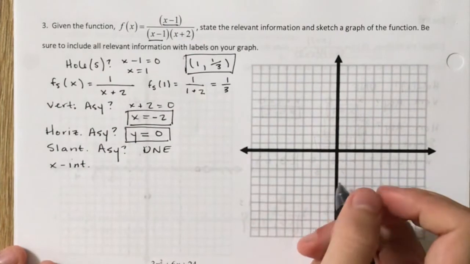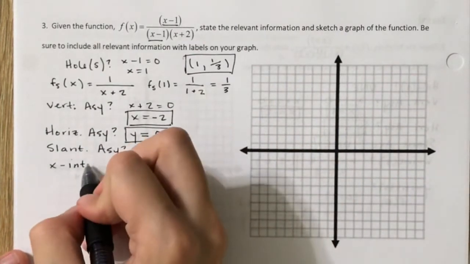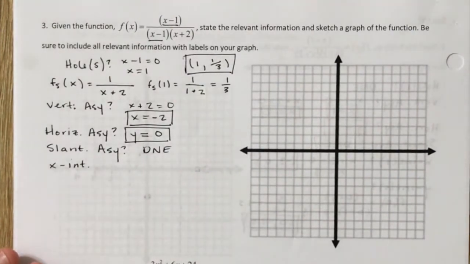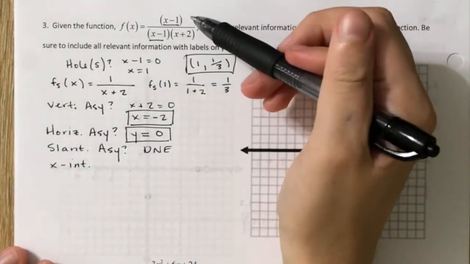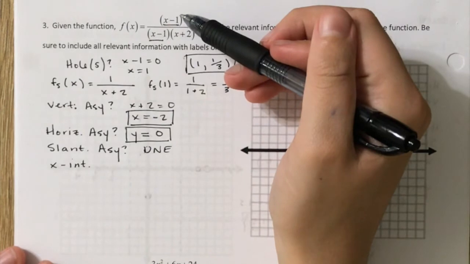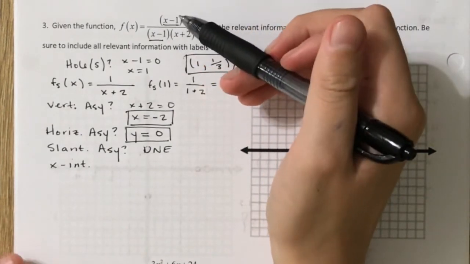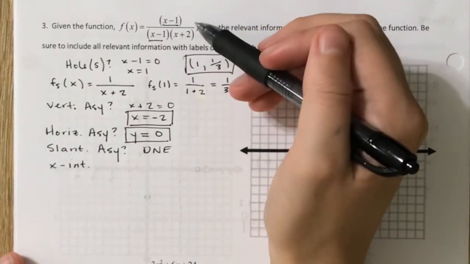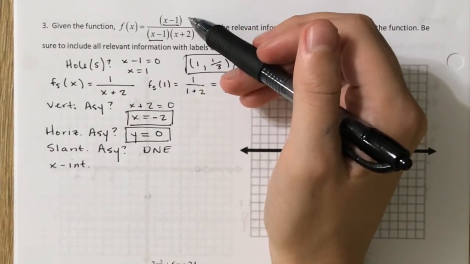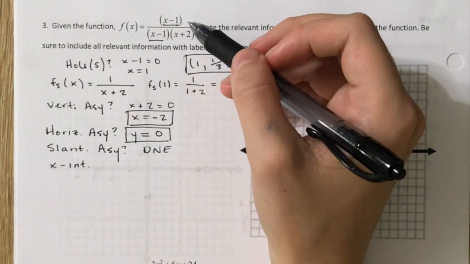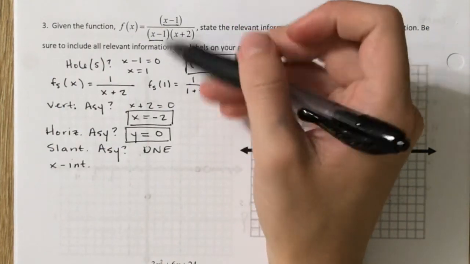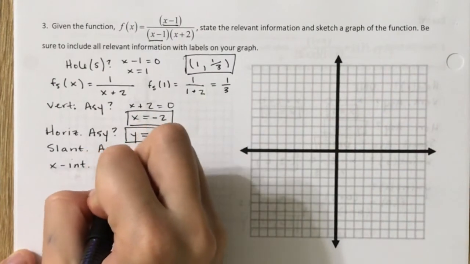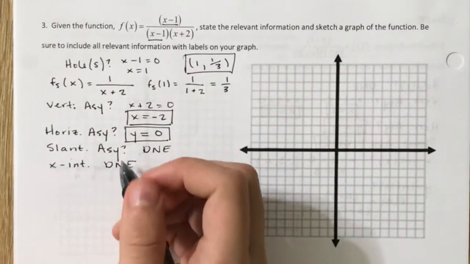All right, x and y intercepts. Do we have any? Let's see. So x-intercepts come from the factors of the top that don't give us holes. And our only factor on top gave us a hole, right? So there's nothing on top left that will make the function 0. So since there's no x values that will give us a value of 0, then there are no x-intercepts.